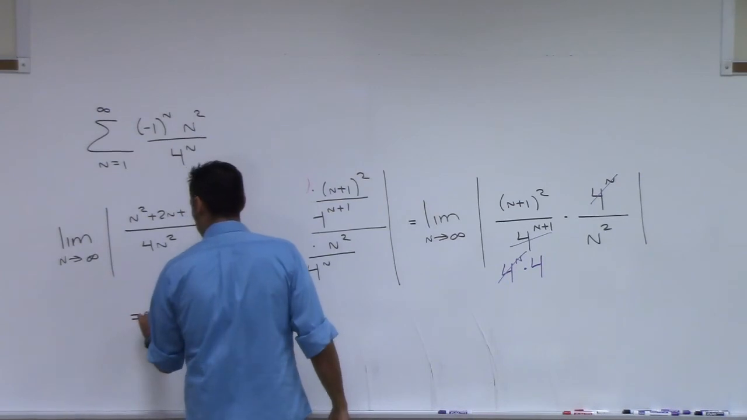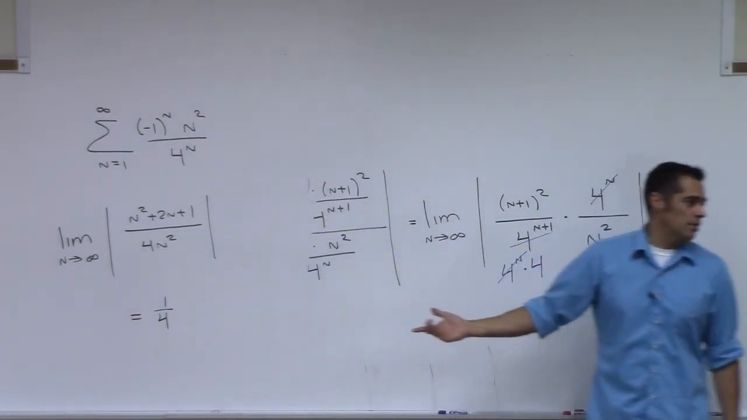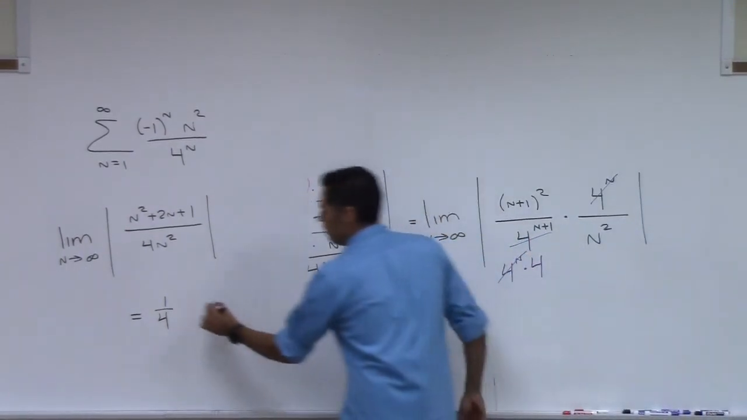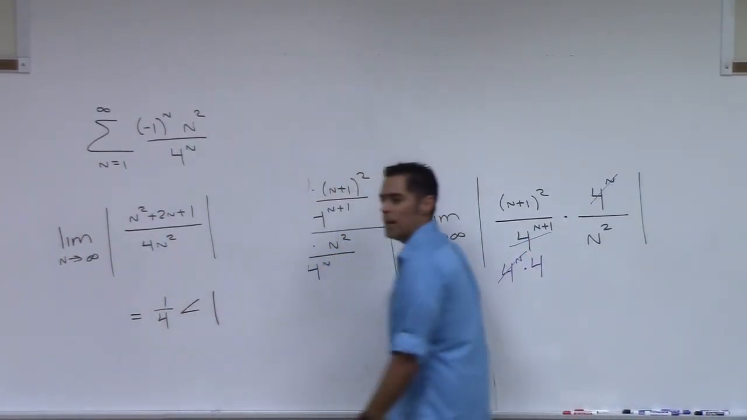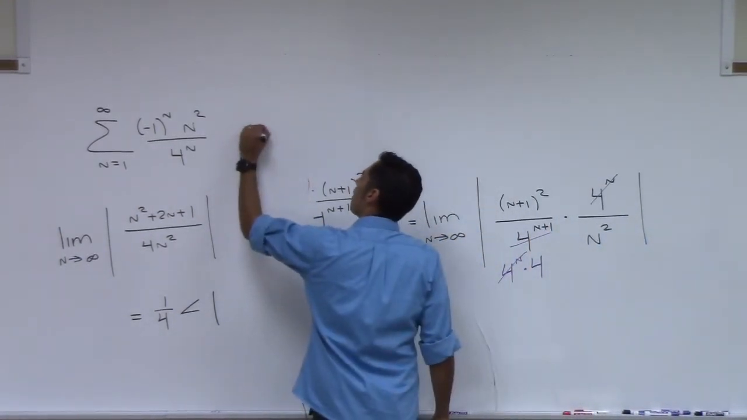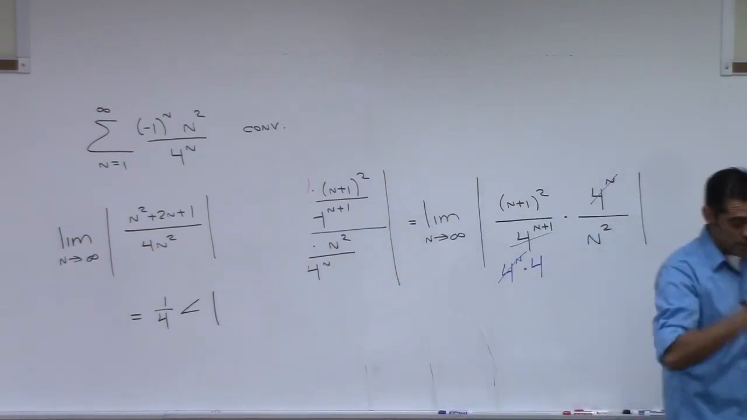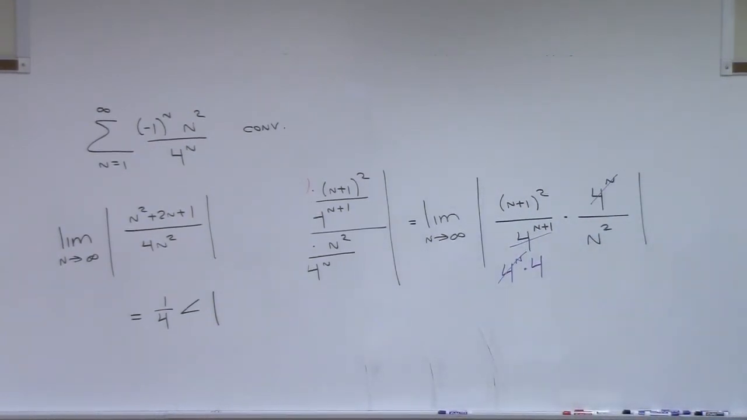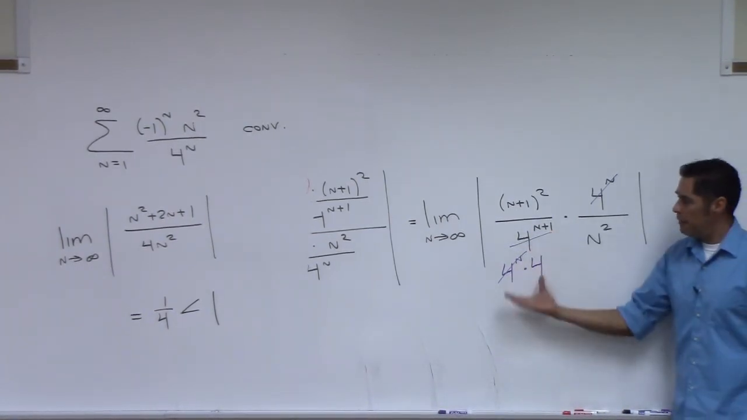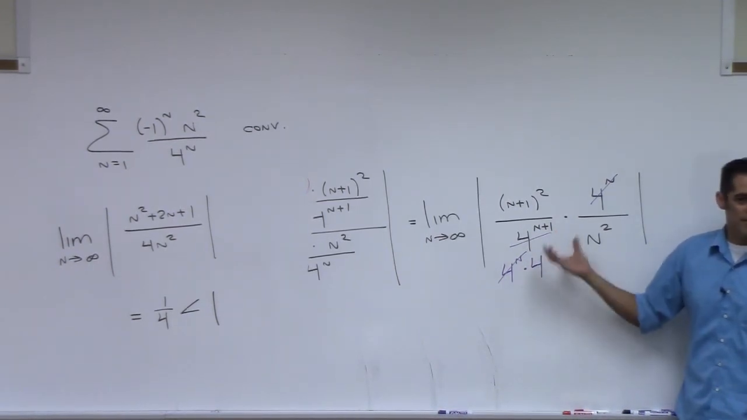And since you get 1/4, we now check. Is that bigger than 1 or less than 1, right? So this is less than 1. And therefore we have what? Convergence. Converges by the ratio test. Okay? Any questions? This splitting up of the 4 is very common in ratio tests. It's kind of the whole reason it works so well.